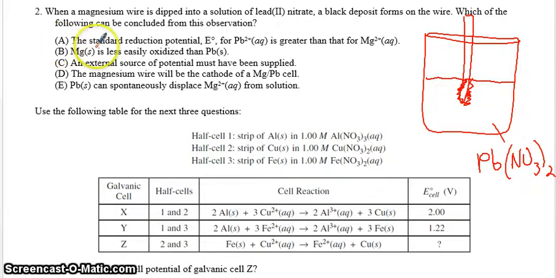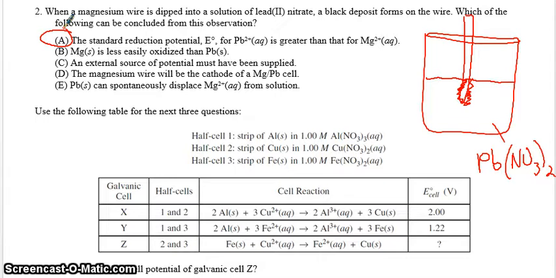A says the standard reduction potential for lead is greater than that for magnesium. What we're saying is that lead is more likely to be reduced, which is, in a way, saying that lead is less reactive than magnesium. Now, this is actually true. We know that lead is less active. We know magnesium is one of the more reactive metals because it comes from the s block. And when magnesium reacts, it oxidizes. So lead will get reduced. So this is actually the correct answer.